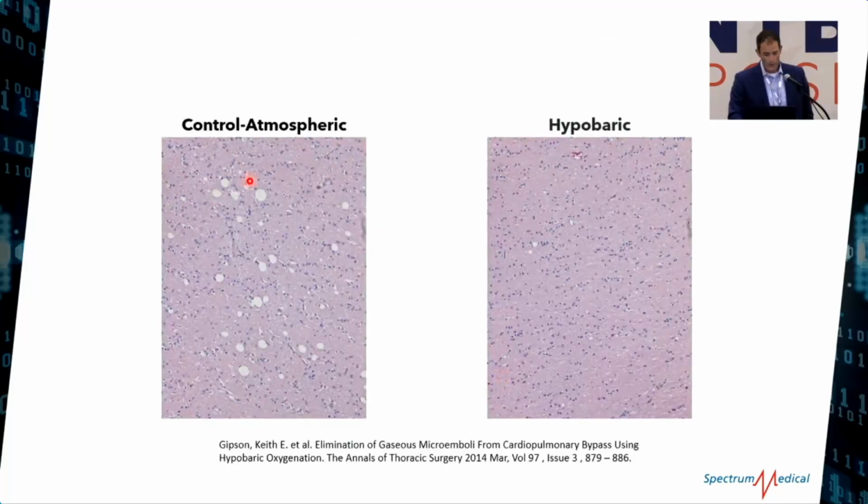And so under control, atmospheric conditions, blended gas conditions with nitrogen, you can see this is just a slide of the periventricular white matter where these gaseous microemboli wreak havoc in the capillaries in the brain. And under hypobaric conditions, you can see a lot of that gaseous microemboli is mitigated.